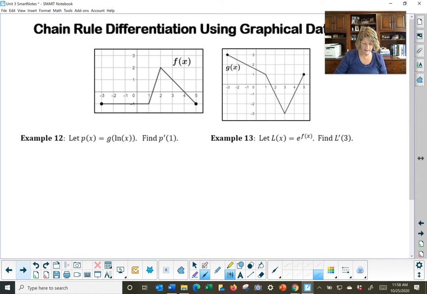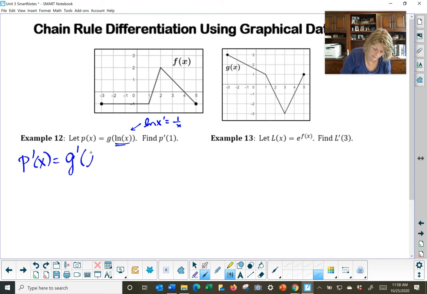All right, p of x equals g of natural log x. Oh, interesting inner function there. We know what the derivative of natural log is, right? The derivative of natural log x is going to be 1 over x. All these things, pulling them from our memory. p prime of x equals g prime of natural log x, leave the inside alone, times the derivative of the inside. I'm just going to indicate that we're taking the derivative there.